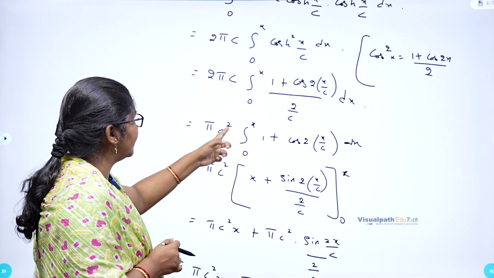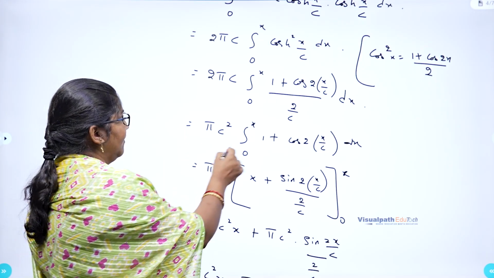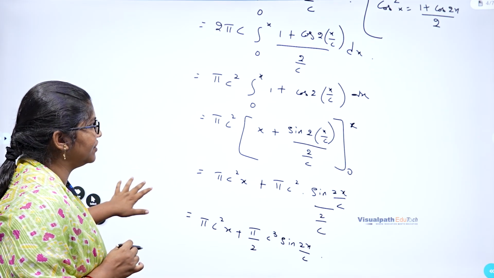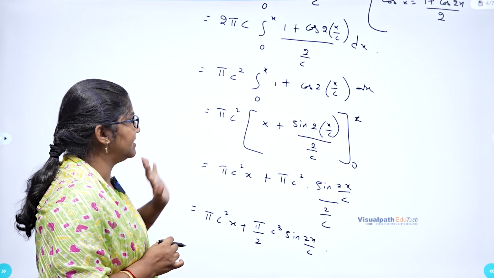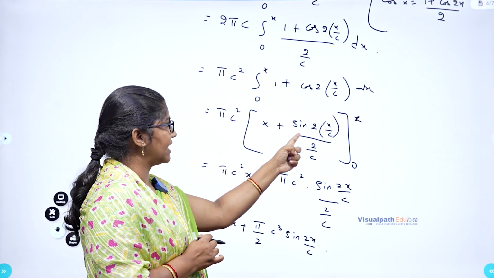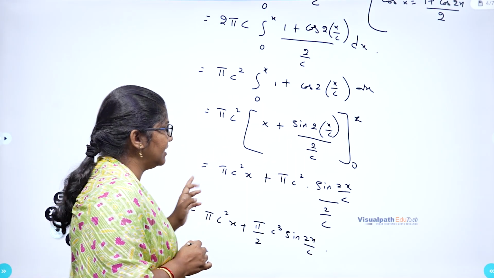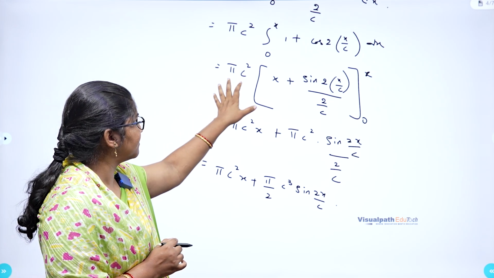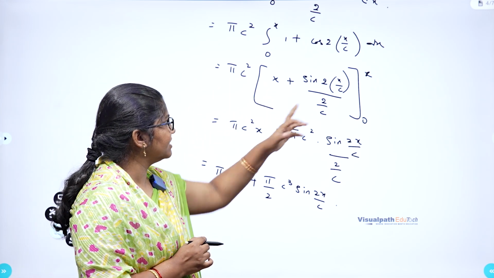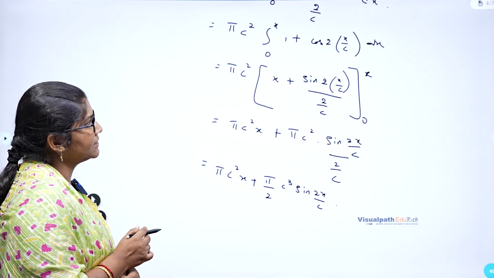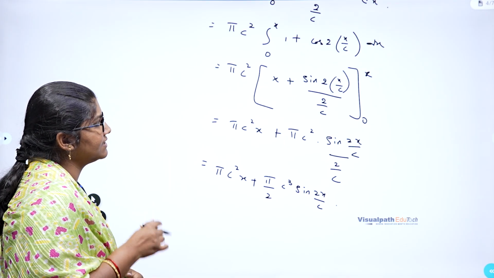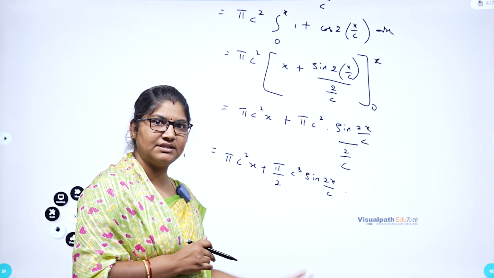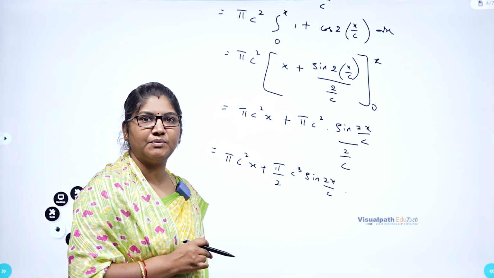We are left with pi into c square, 1 plus cos 2 into x by c. Again, integration individually: 1 integration is x, cos integration is sin, and the constant is 2 by c here. After that simplification, substituting upper limit minus lower limit, where the upper limit is x and the lower limit is 0. Okay, this is the answer. The area of the surface for the given problem.